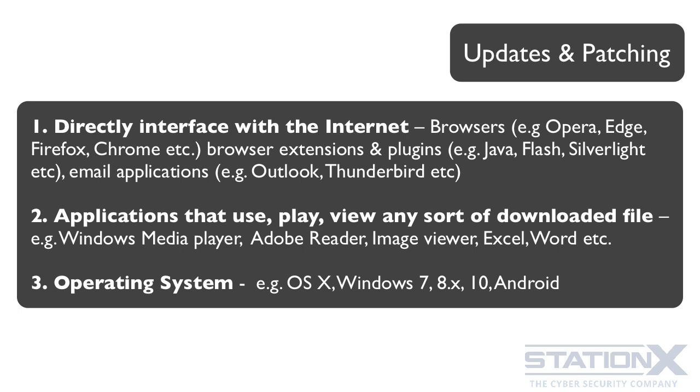Second on the importance list is applications that use, play, view any sort of file that you download from the internet or any sort of file that you get from some untrusted source. So for example, Windows Media Player, that plays movies. You might have downloaded a movie. Adobe Reader, that views PDFs. You might have downloaded a PDF. Your image viewer for JPEGs, Excel, Word. These process the files they download, so they can be and are attack vectors. The example of macro viruses within Excel and Word.